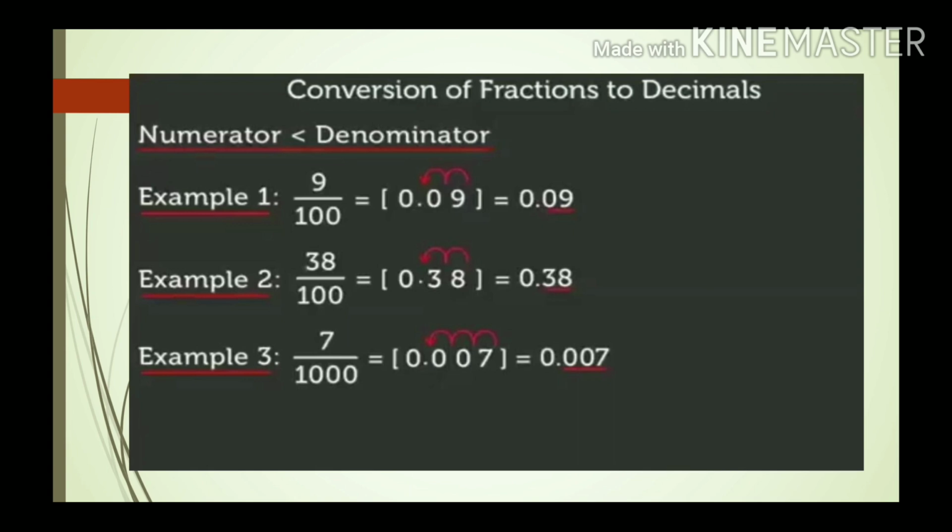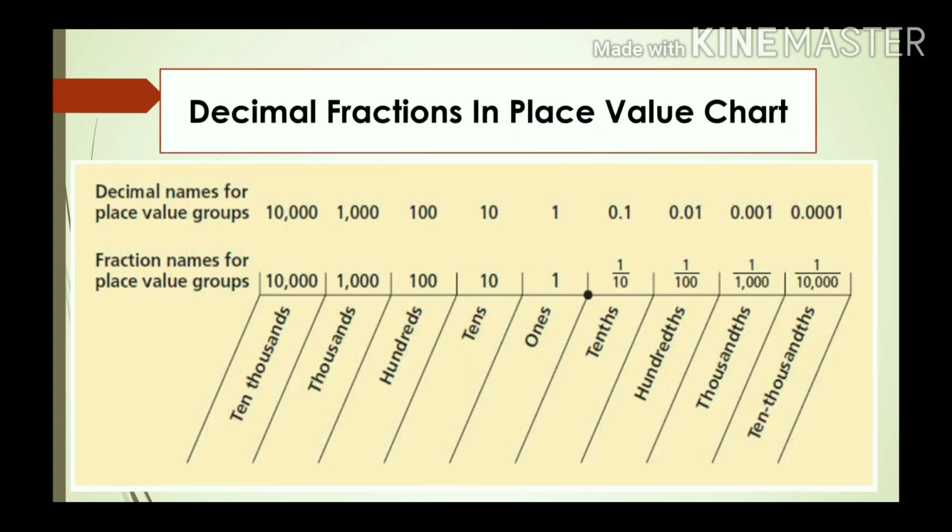So for that we have to put 2 zeros before the 7. So it becomes 0.007. Now students, let's see decimal fractions in the place value chart. Here you can see the chart is given, and in this one the middle point is the decimal. On the left side of the decimal there is the simple place value chart, which is ones, tens, 100, 1000 and 10,000 and so on. And on the right side of the decimal the numbers are in decimals or fractions.